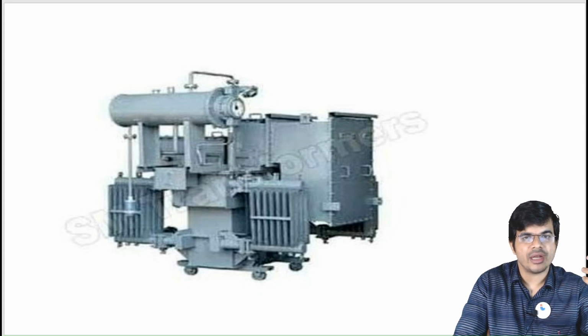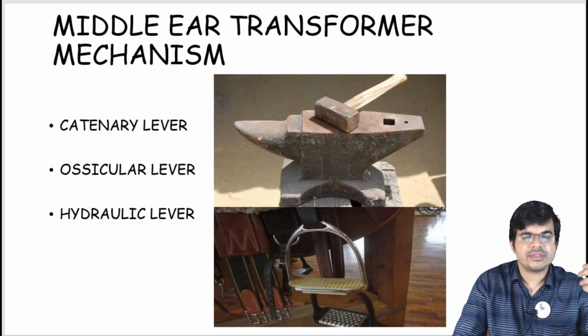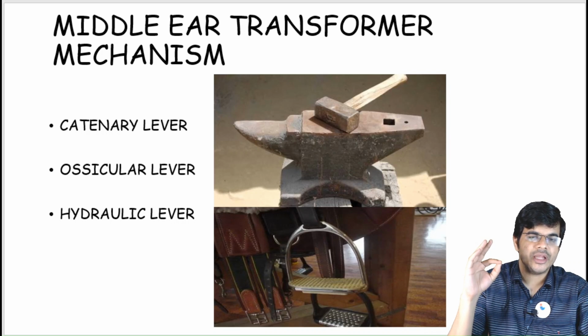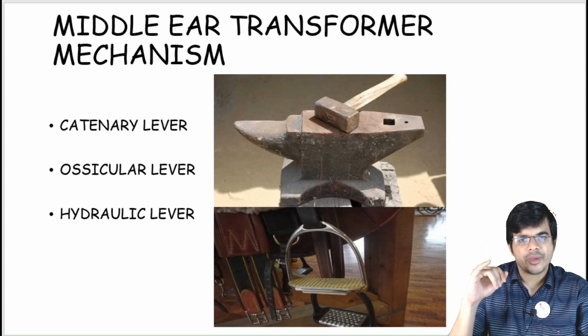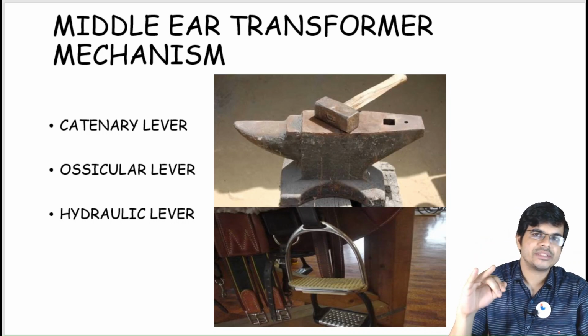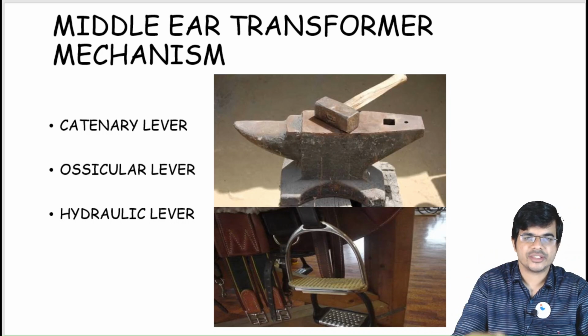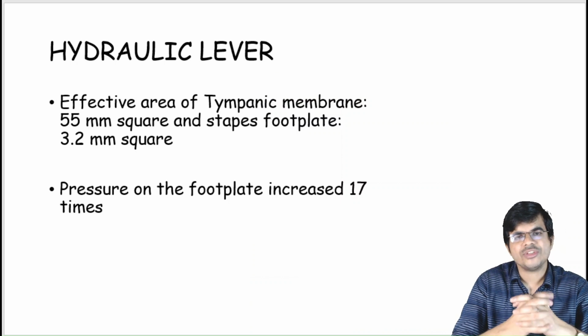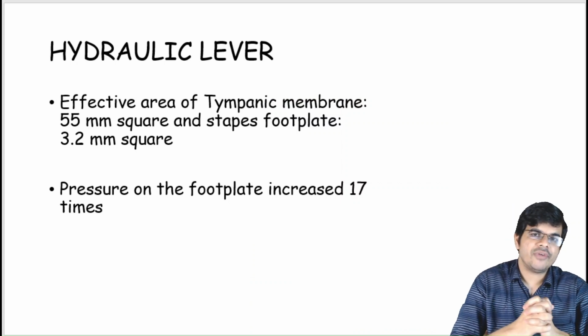And how is this being done? Okay, there are three basic mechanisms within the middle ear. One is the catenary lever mechanism, two the ossicular lever mechanism, and three the hydraulic lever mechanism. And for that our hammer, anvil, and the stirrup contribute. Okay, so first of all, what is this hydraulic lever action?